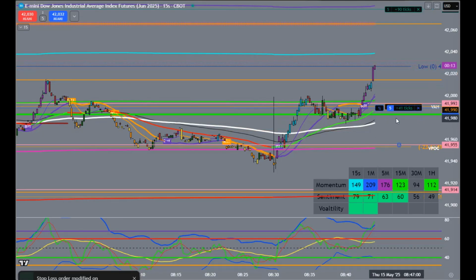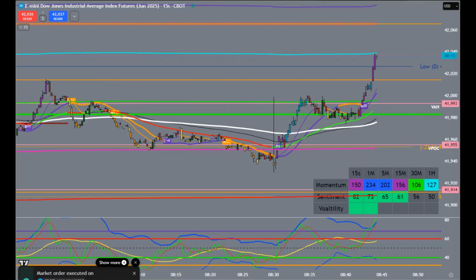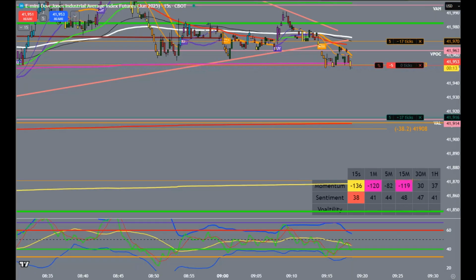This aqua line is deviation two high. We're going to go ahead and lock in 45 points. All right, so we're coming off of that deviation line. You can see we're coming through VPOC and VWAP. We've already tested it once.